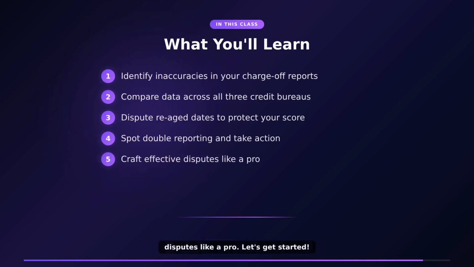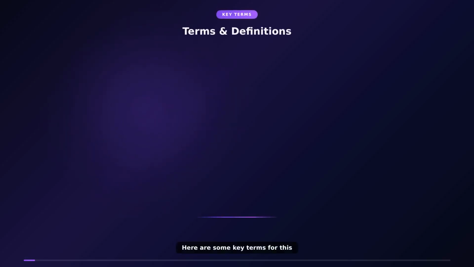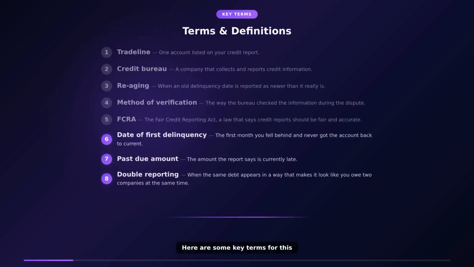Let's get started. Here are some key terms for this lesson. Date of first delinquency: the first month you fell behind and never got the account back to current. Past due amount: the amount the report says is currently late. Double reporting: when the same debt appears in a way.